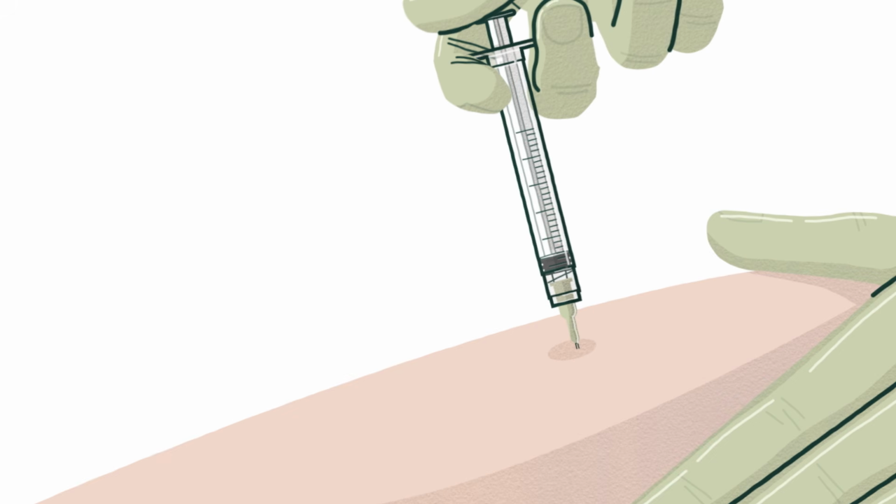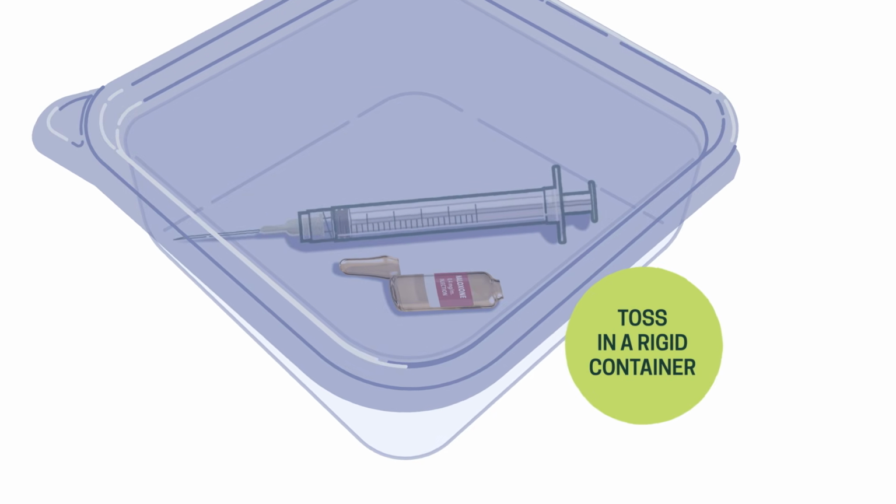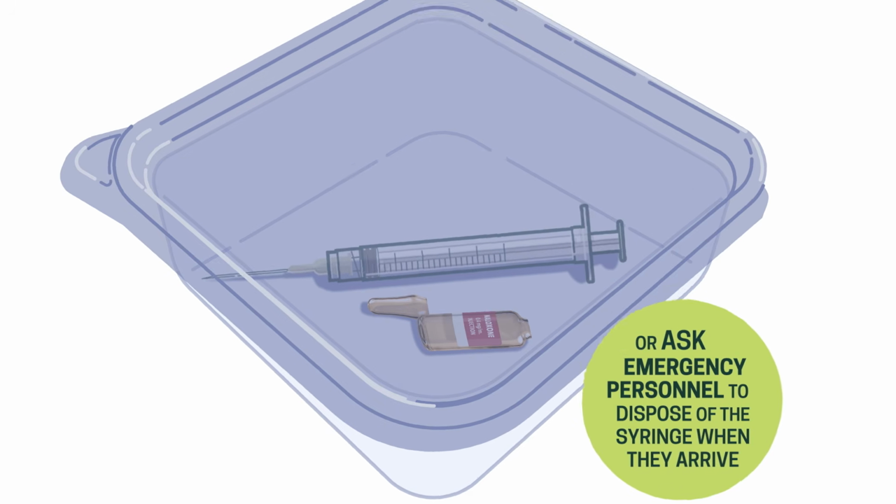Text on screen. Insert into a large muscle. You can even insert it through clothing. Gloved hands insert the syringe at a 90-degree angle into a fully clothed area. Toss the used syringe and ampoule or vial in a rigid container. The used syringe and ampoule are safely contained in a rigid plastic container. Or ask emergency personnel to dispose of it when they arrive.